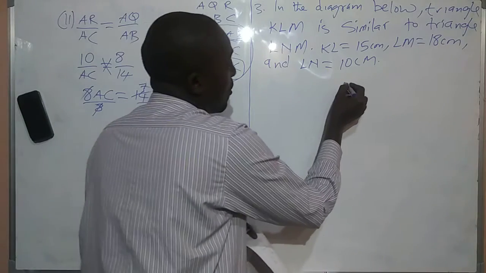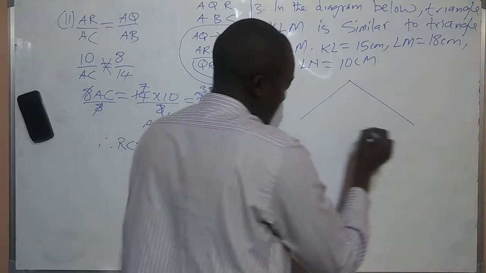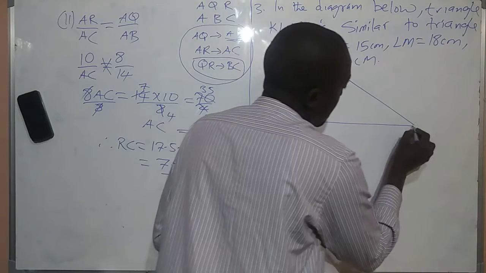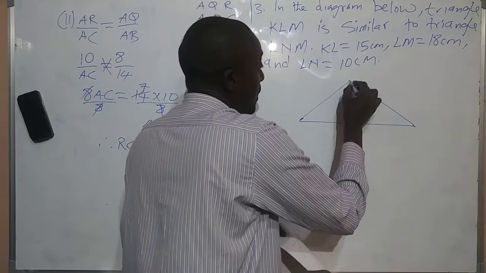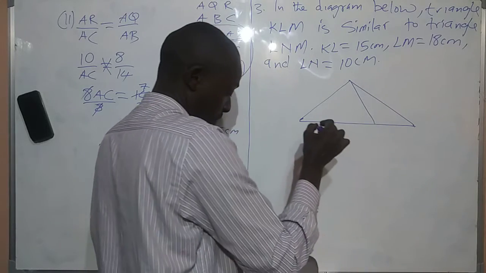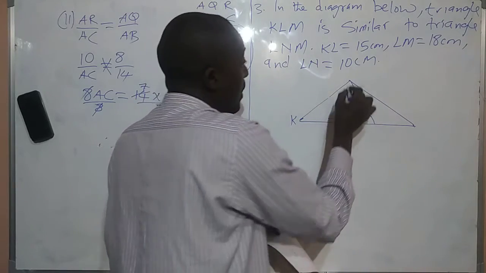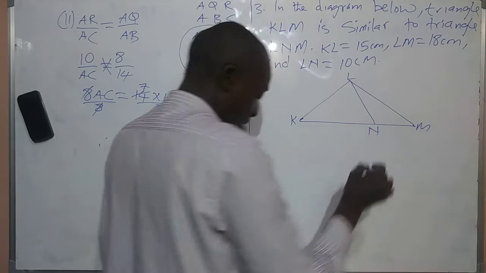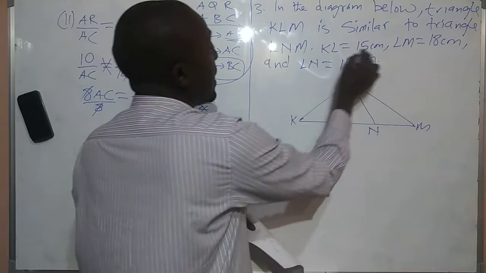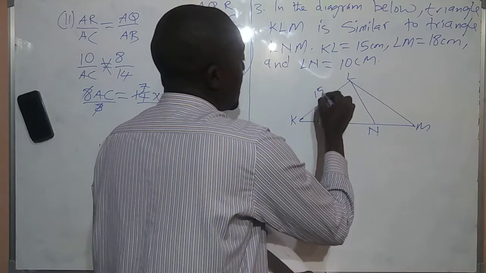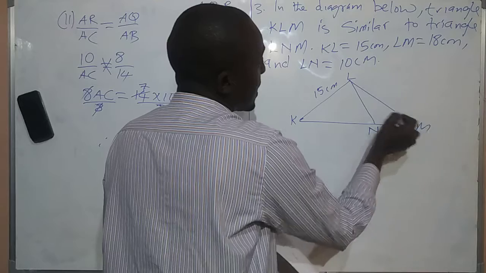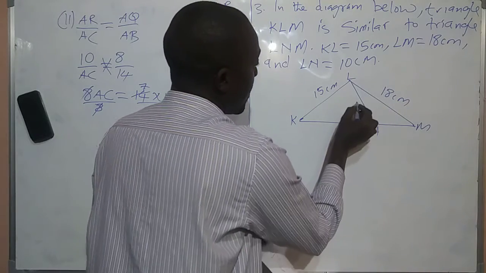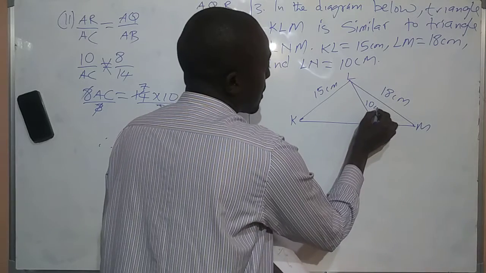So here is our triangle. K, L there, M, N. What we have here, we have KL is 15, so 15 here. LM is 18, and LN is 10, so LN is 10.